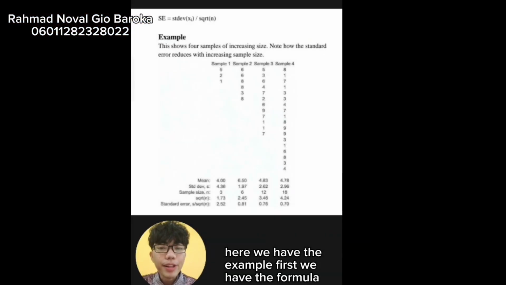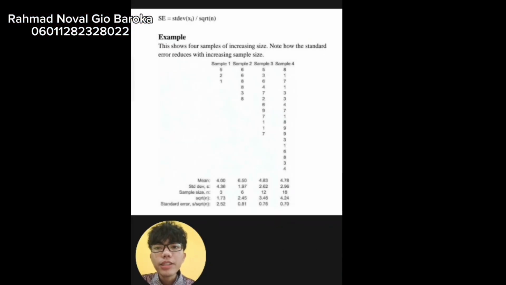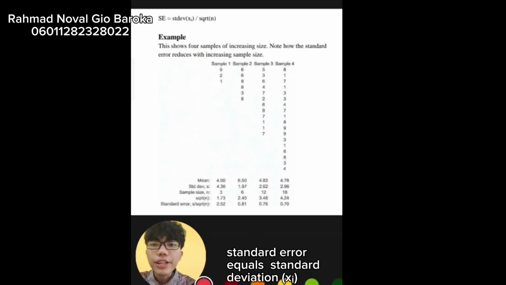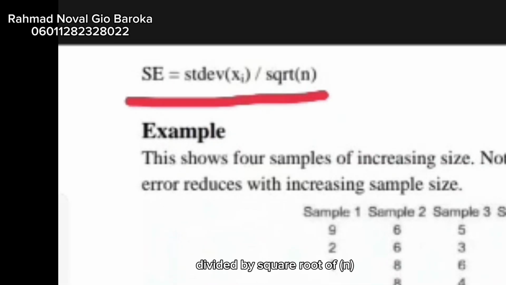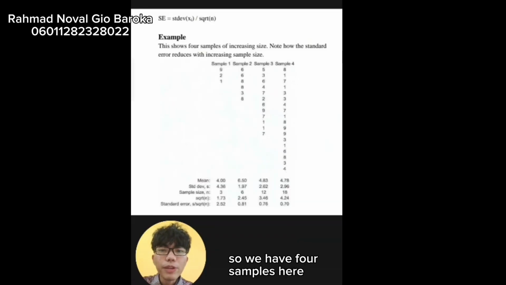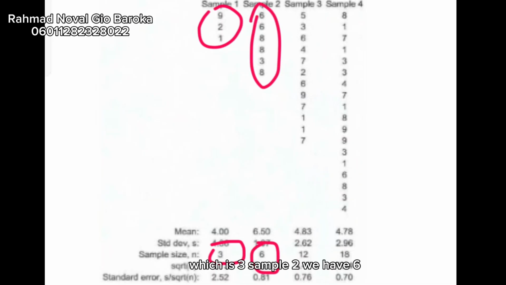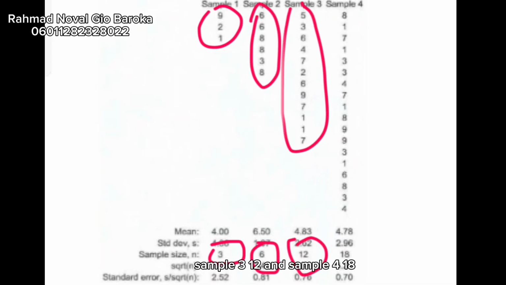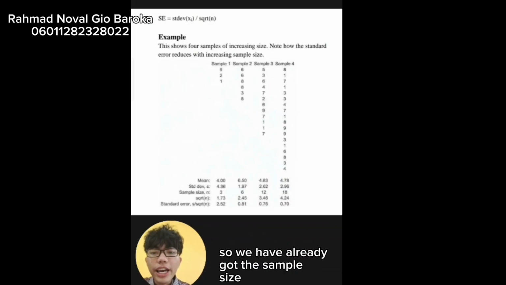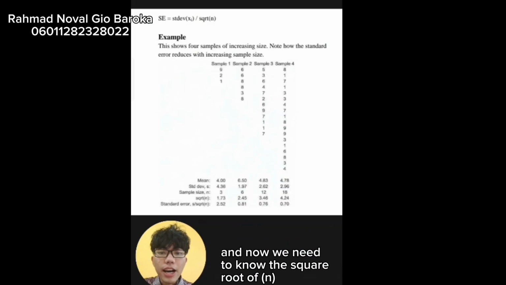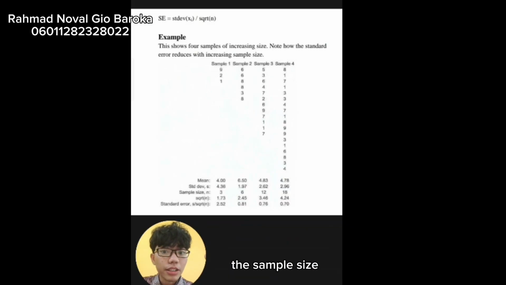Here we have the example. First, we have the formula. Standard error equals standard deviation divided by the square root of n. So we have 4 samples here. Sample 1 has a sample size of 3. Sample 2 we have 6. Sample 3, 12. And sample 4, 18. So we have already got the sample sizes, and now we need to know the square root of the sample size.